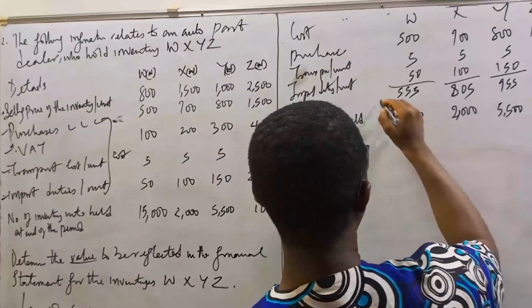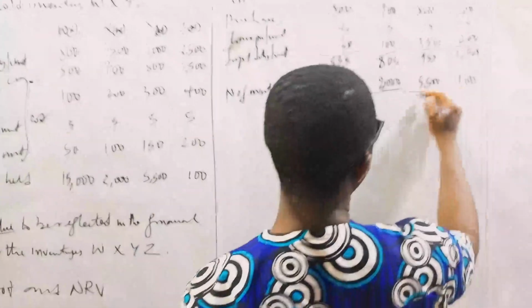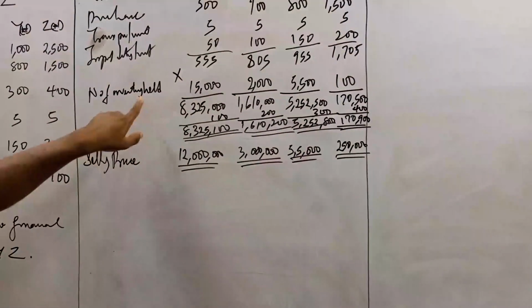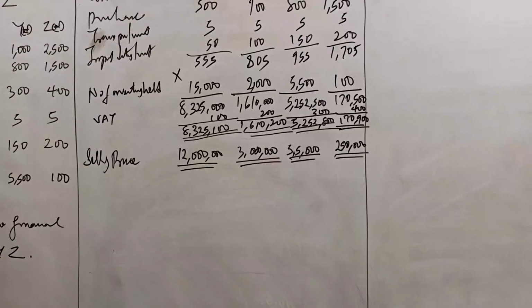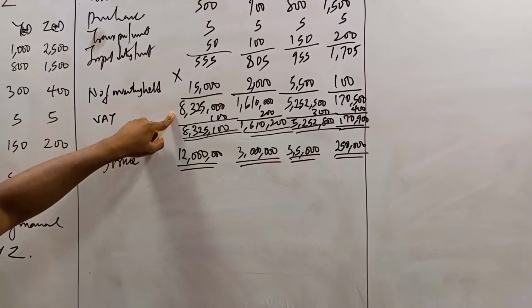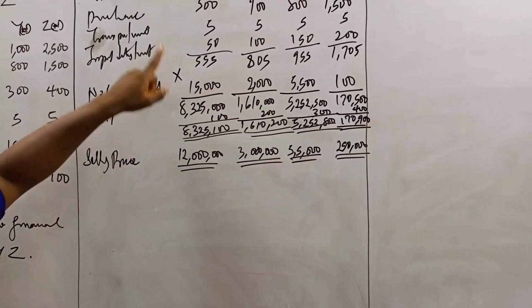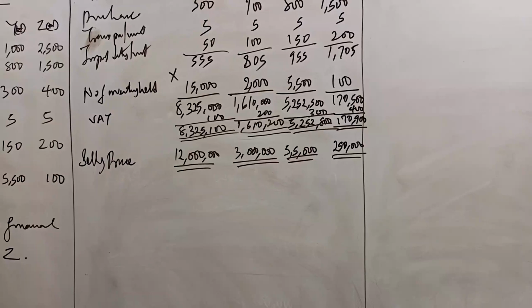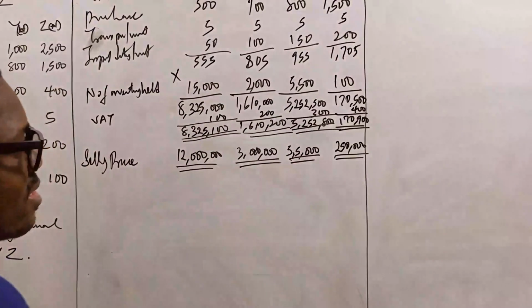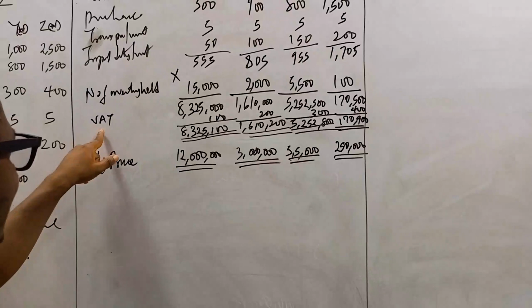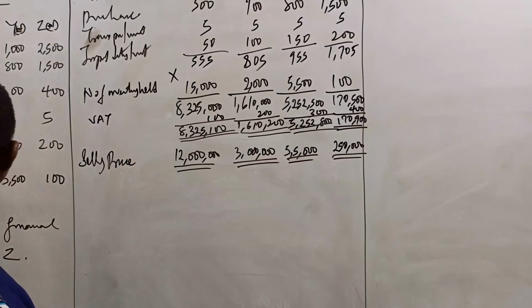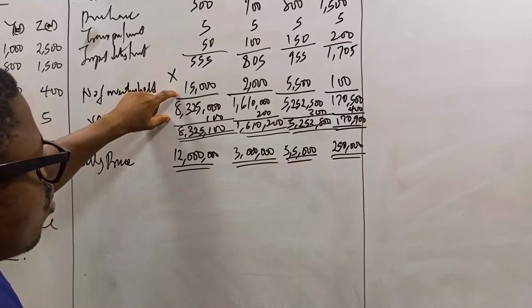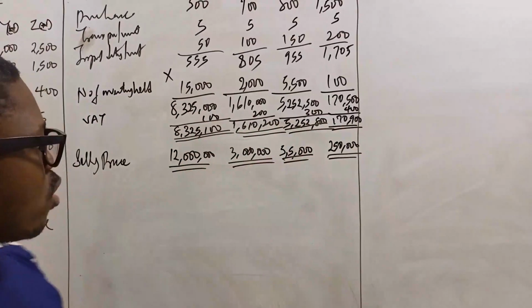So what do we do? We are multiplying. Having this as our unit cost, we multiply it by the number of inventory held at the end of the period. We have 8.325 million for W, 1,610,000 for X, 5.2 million for Y, and 170,500 for Z. We added our VAT. Note that I said our VAT is not per unit, so it's a lump sum. So we added it to this value we have here, and that gave us all these figures.